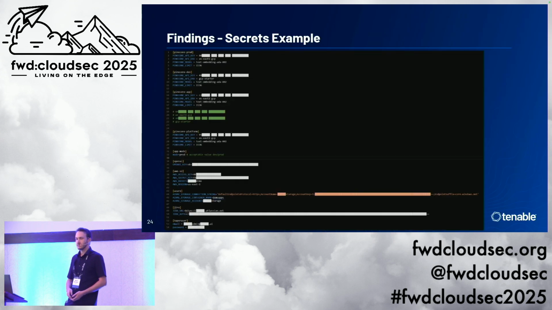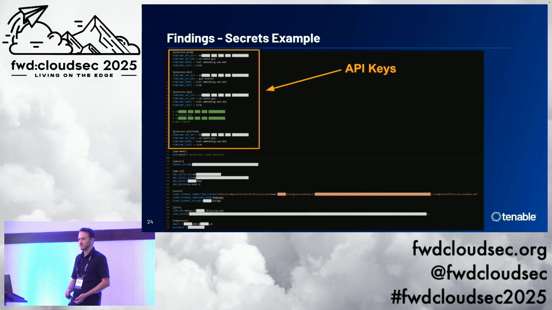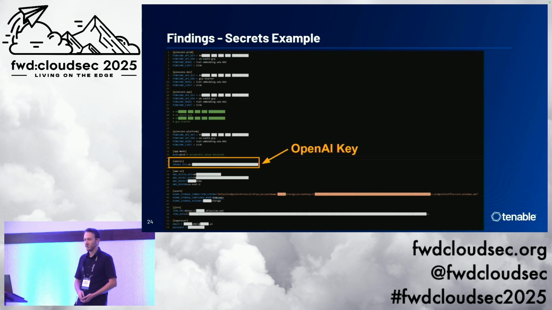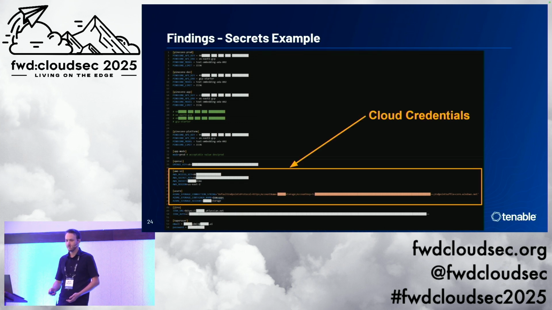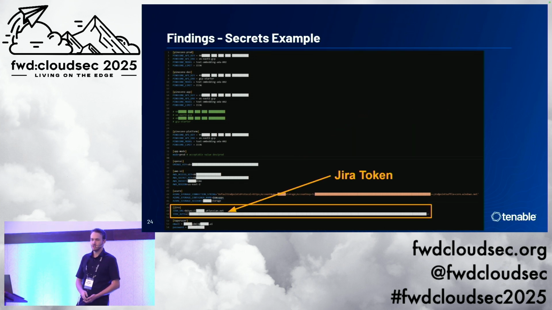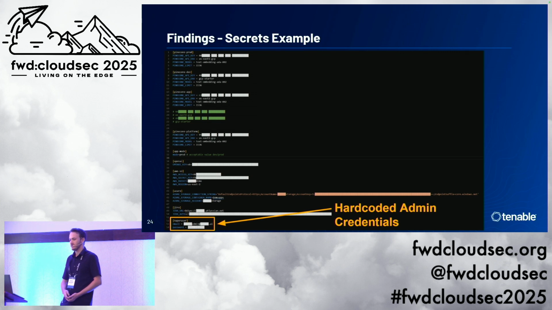We'll dive into another specific example, and I know, again, you can't really read what it says there, but I'll highlight what's interesting, which is actually everything. This is a configuration file that we found on one of the images uploaded to Cloud Marketplace. These guys are all API keys. This is an OpenAI API key specifically. Here we have cloud credentials for AWS and Azure, a Jira token, and finally, the cherry on top, hard-coded administrator credentials, the username and the password.